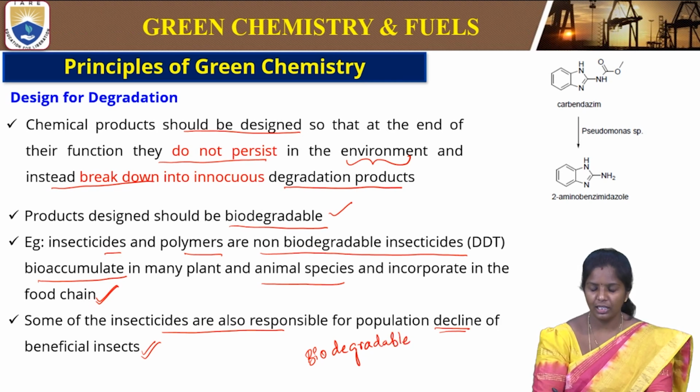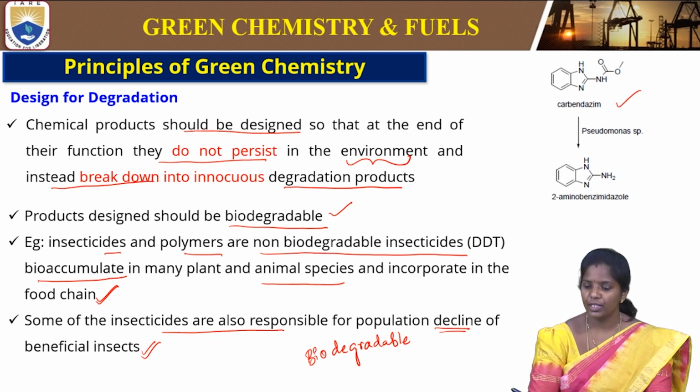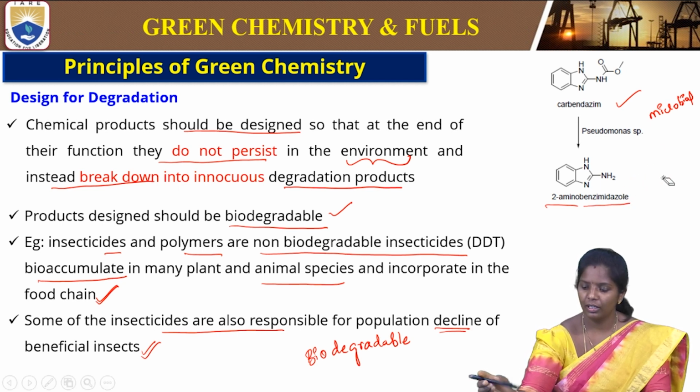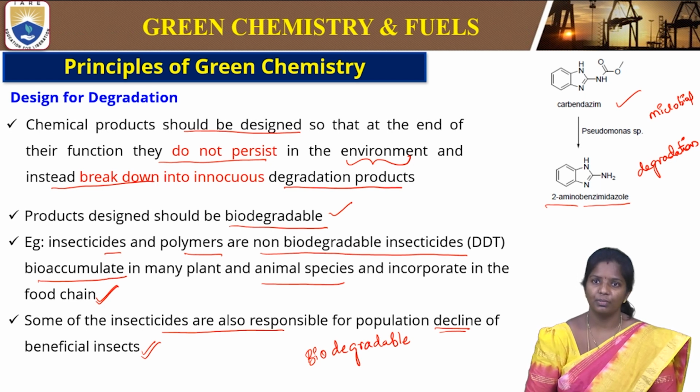For example, if we take any pesticide like carbendazim, this is used in crops. It undergoes microbial degradation so that it forms 2-aminobenzimidazole. So this is harmless. Like this, it has to degrade so that it does not remain in the environment, polluting the plankton or animal species. So that is how we have to produce insecticides or the pesticides used widely, to be biodegradable in nature.